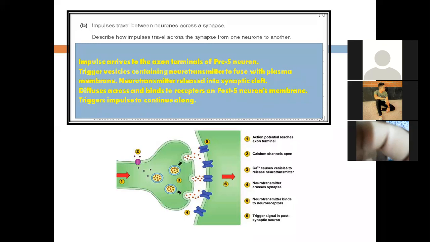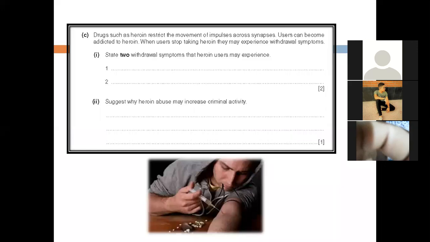All right, now let's move toward another question. Drugs such as heroin affect the movement of impulses across the synapse. Users can become addicted to heroin, and when users stop taking heroin they may experience withdrawal symptoms. State two withdrawal symptoms that a heroin user may experience. Second question: suggest why heroin abuse may increase criminal activity.